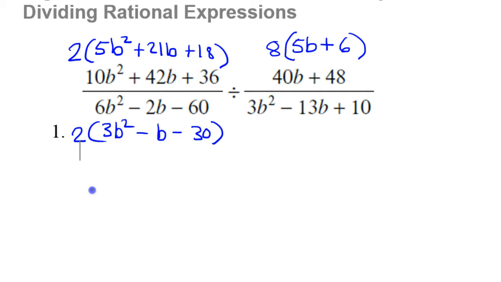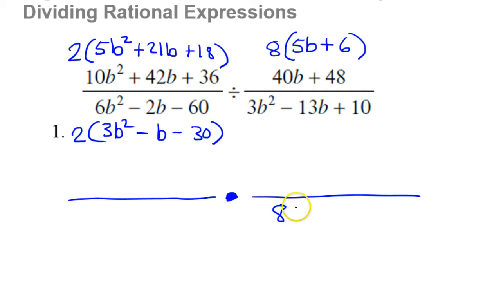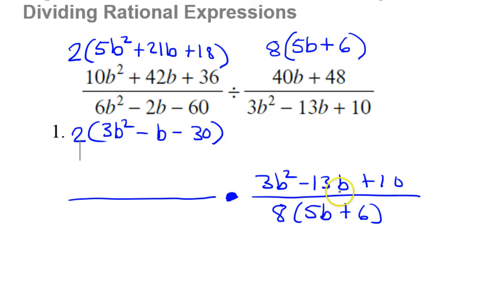So now I'm going to go ahead and rewrite the problem while moving the process forward. I am going to multiply by the reciprocal, so this division is becoming multiplication. And when I write this down, I'm going to write it upside down. So the 8 times 5b plus 6 will end up in the denominator, and my 3b squared minus 13b plus 10 will end up in the numerator. However, I'm going to factor as I do this as well.